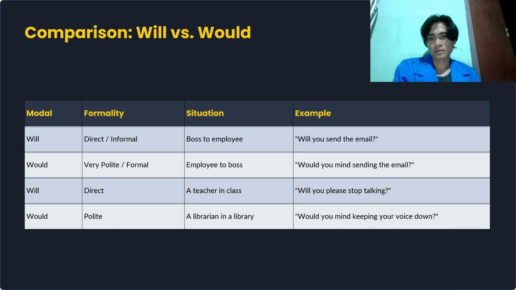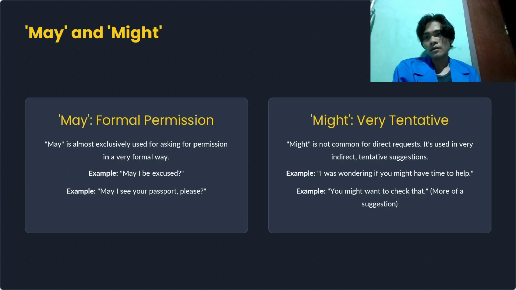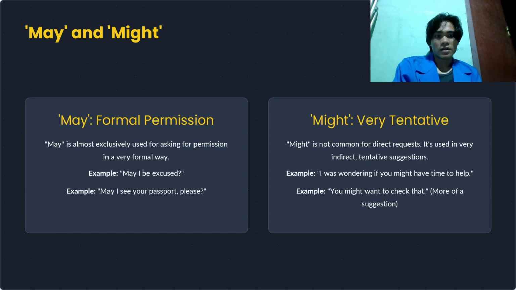Something like that. Part 3. Formal and indirect. May, might, and advanced forms. May and might. May is for formal permission. May is almost exclusively used for asking permission in a very formal way. And might is for very tentative requests. Might is not common for direct requests. It's used in very indirect, tentative suggestions. For example, I was wondering if you might have time to help. Something like that.